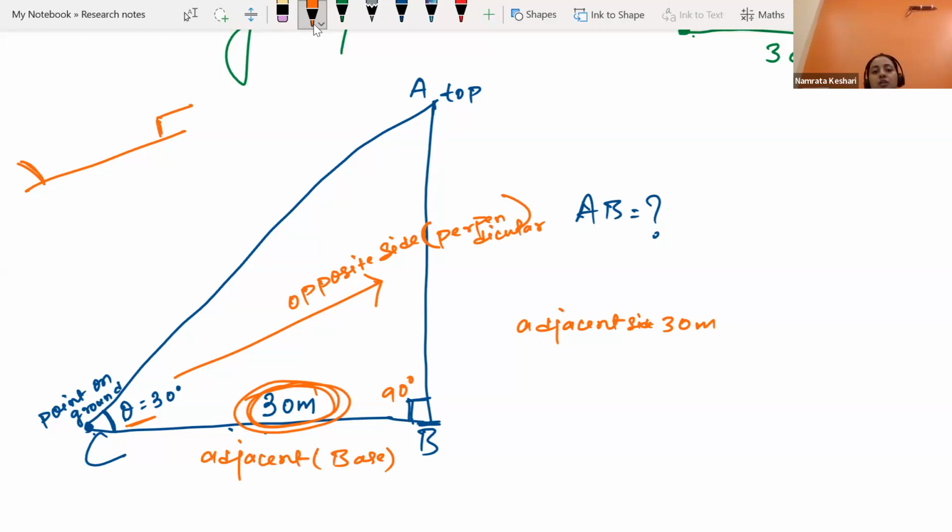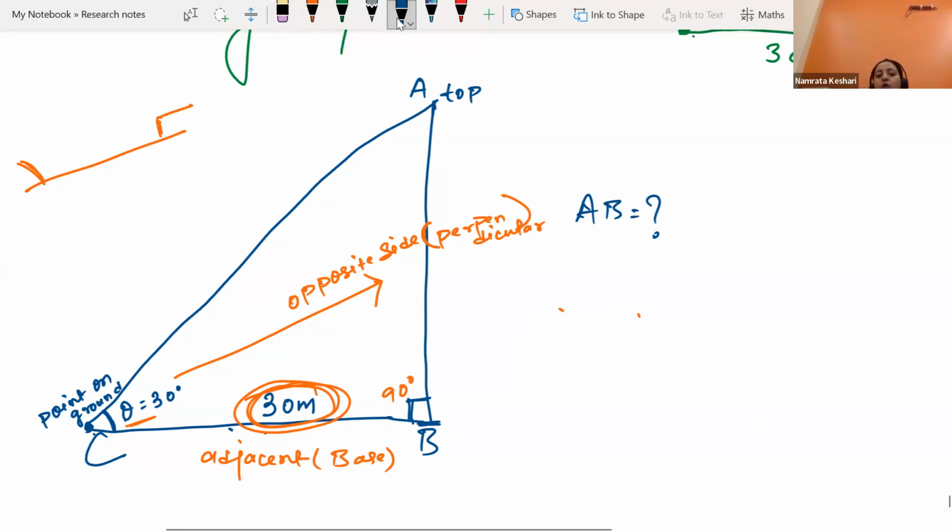Any confusion, Aisha? Actually, I was confused with the name. I thought for base we use opposite side. No. Adjacent is base. Okay. So this is how we have the concept. Now my students who are getting confused about why we say base and perpendicular, please don't get confused. These are just two terminologies.